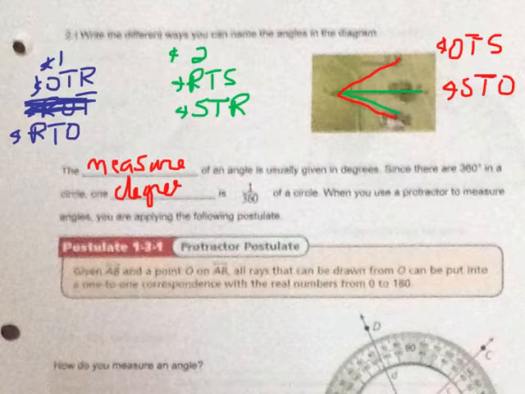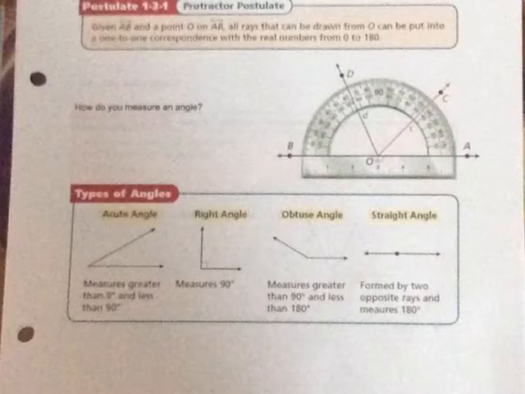So when you use a protractor to measure angles, you're applying the following postulate. This is the protractor postulate. It says given line AB, I'm just going to use green so it'll stick out, it's right here, and a point O, remember that's where we're going to place our vertex when we're measuring things. All rays that can be drawn from O can be put in a 1-to-1 correspondence with the real numbers from 0 to 180.